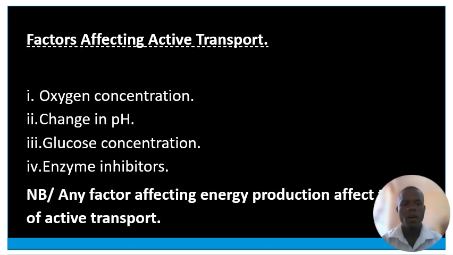Now let's see the factors affecting active transport. One, oxygen concentration. Second, change in pH. When pH changes, the rate of active transport will be influenced. Then we have glucose concentration. Then another one, enzyme inhibitors. So these are the factors that normally affect active transport.